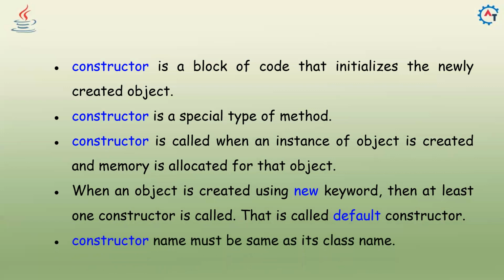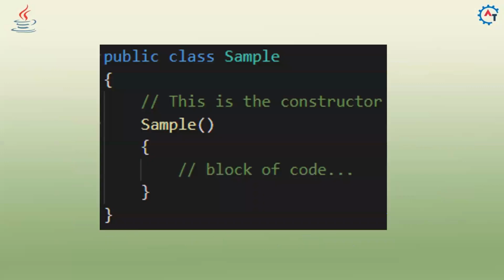The constructor name must be the same as its class name. This is very important. I told you a constructor is also a type of method, but how do you differentiate a method and a constructor? With this point: the constructor name must be the same as its class name. If you use the same class name for a method, that is called a constructor. It is something like this: public class Sample, and inside it I have created a method whose name is also the same as the class. This is called a constructor, and you will have a block of code inside this.